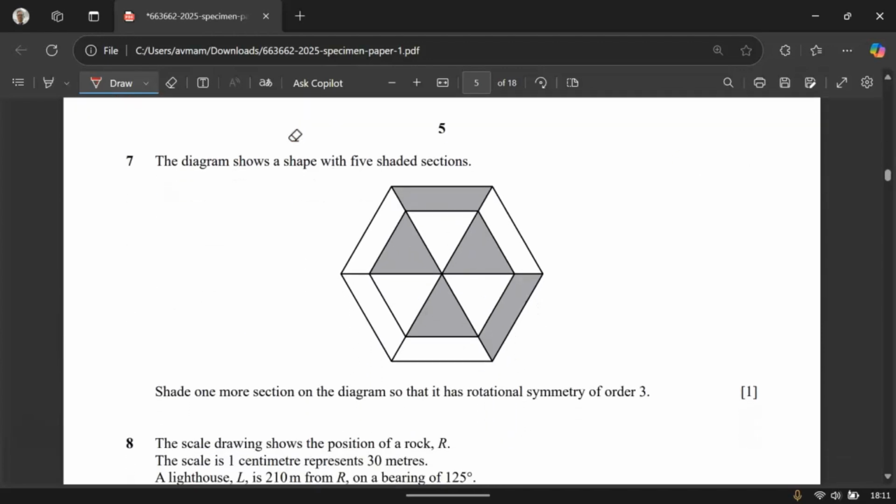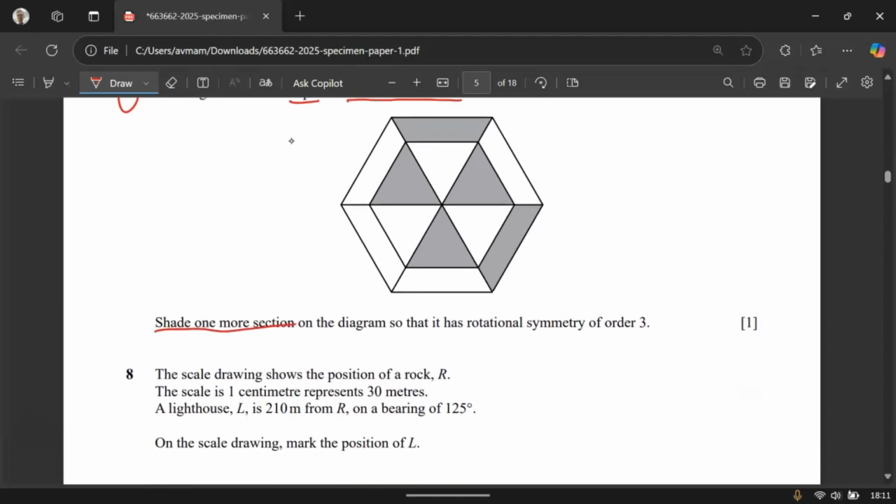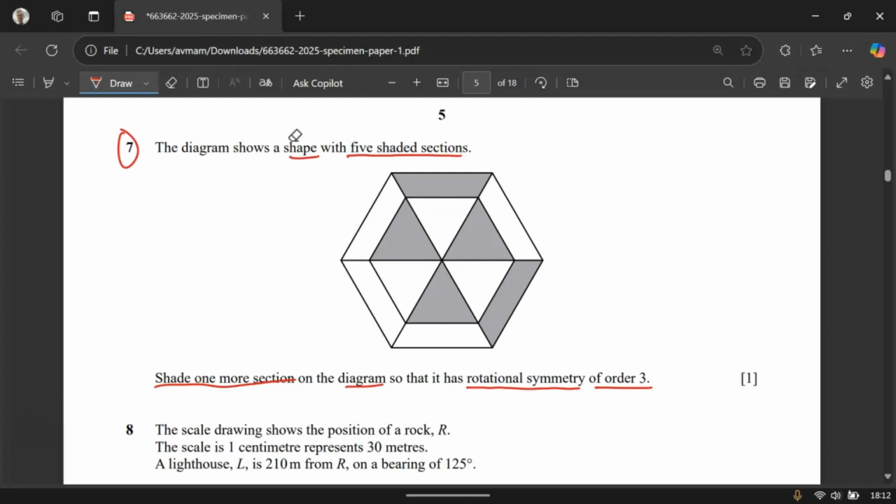Question number 7. The diagram shows a shape with 5 shaded sections. Shade one more section on the diagram so that it has a rotational symmetry of order 3. When you rotate this shape through 360 degrees, it should exactly look the same as it is now 3 times. Okay, so here we have, if you shade this part, clearly you need to shade, and that's your answer.